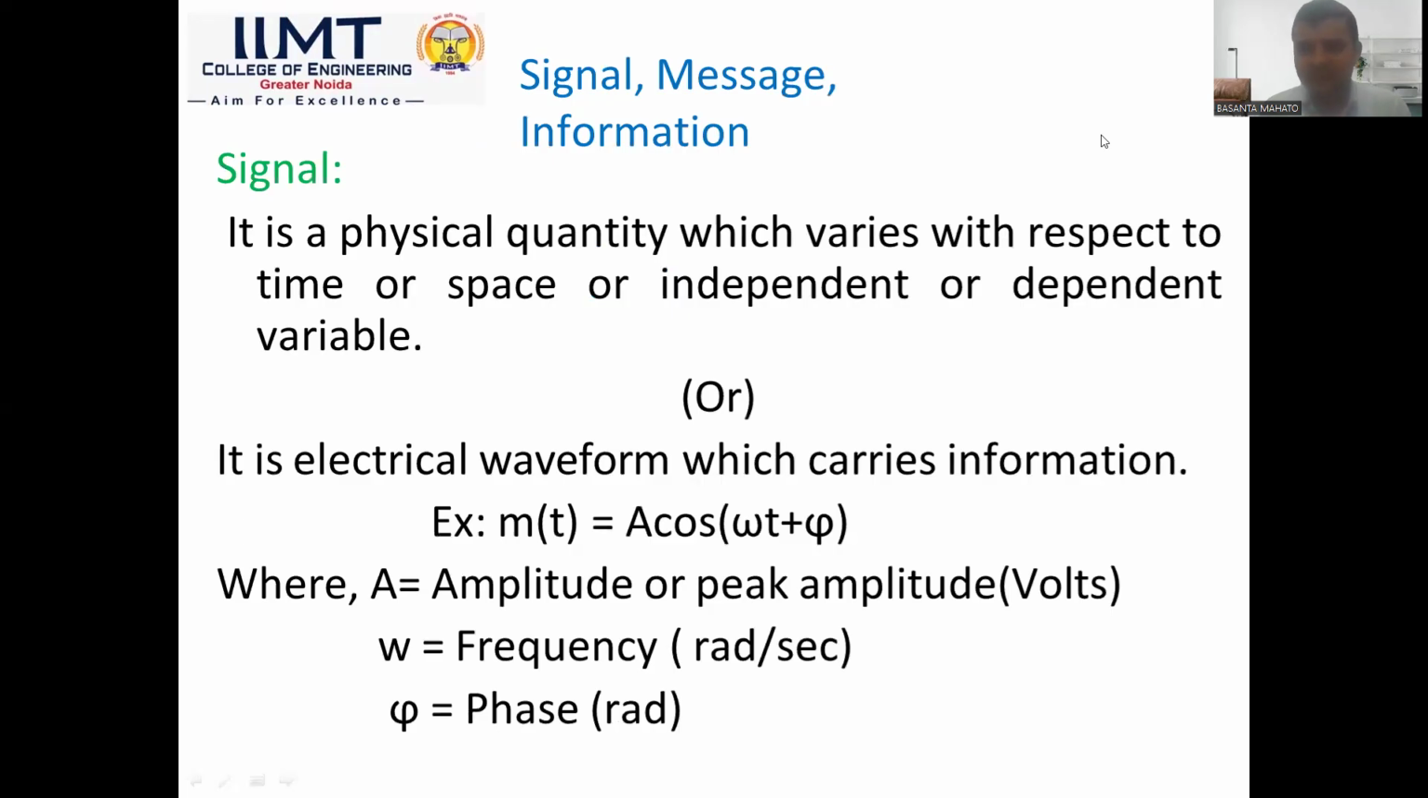Signal is basically a physical quantity that varies with time and space. What does it basically vary? The amplitude of the signal. It's an electrical waveform which carries information, like m(t) = A cos(omega t + phi). A is the amplitude, and it is cos wave, sine wave fashion. Cos means high, low, high, low, since it is a continuous signal, omega t plus phi. Where A is the amplitude, omega is the frequency in radians per second, and phi is the phase.